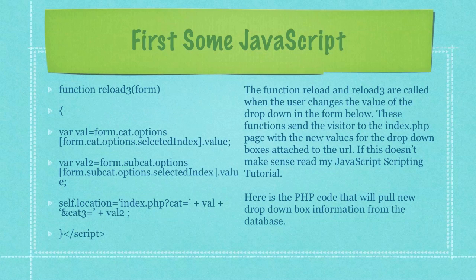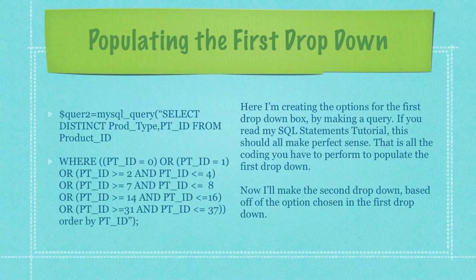Here's the PHP code that will pull new drop-down box information from the database. Here I'm creating the options for the first drop-down box by making a query. If you check out my SQL statements tutorial, this should all make perfect sense. That's all the coding you have to perform to populate the first drop-down.